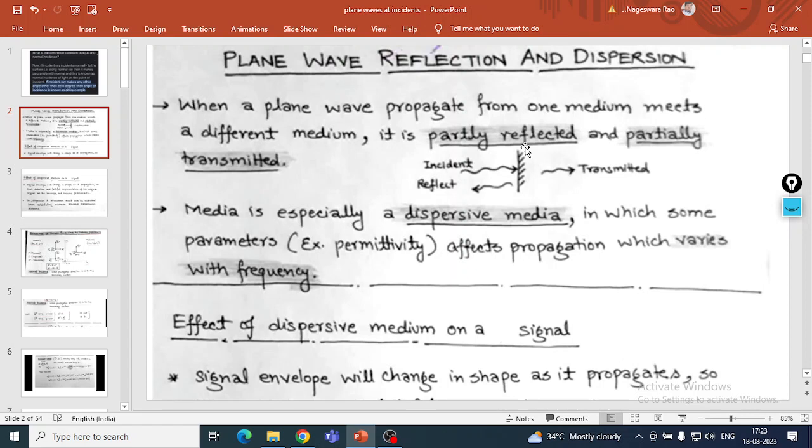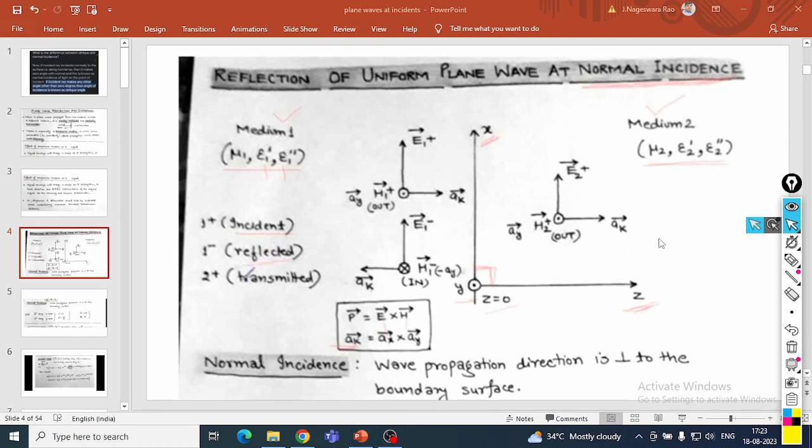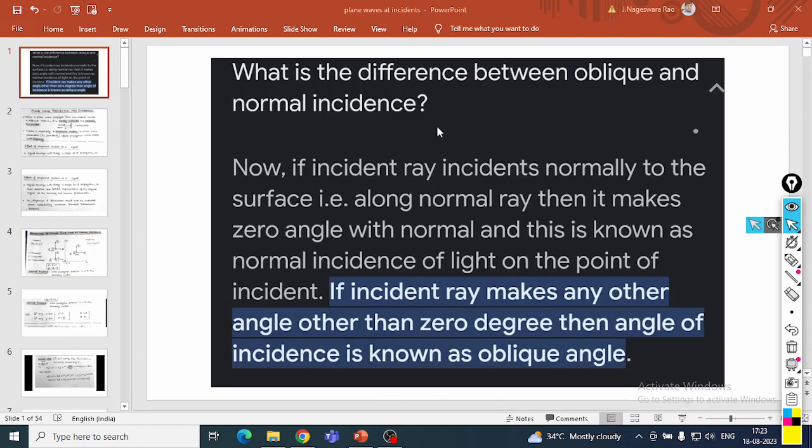So today we will be discussing plane waves at normal incidence, or the reflection of plane waves at normal incidence. Actually, we have two kinds of incidence. Let's see here. First, we will see the difference between the two.